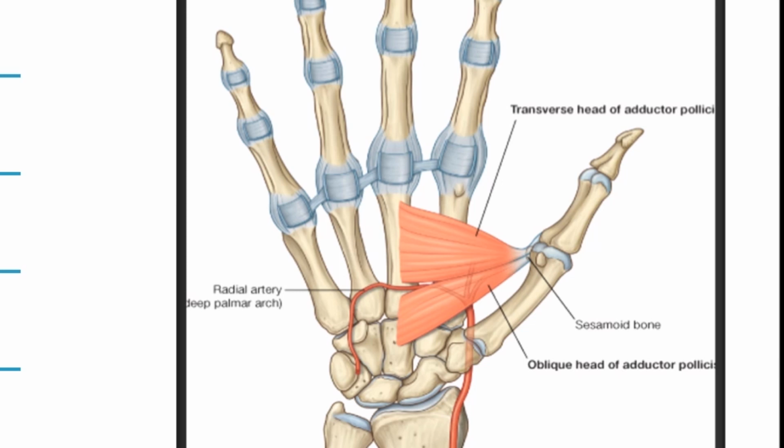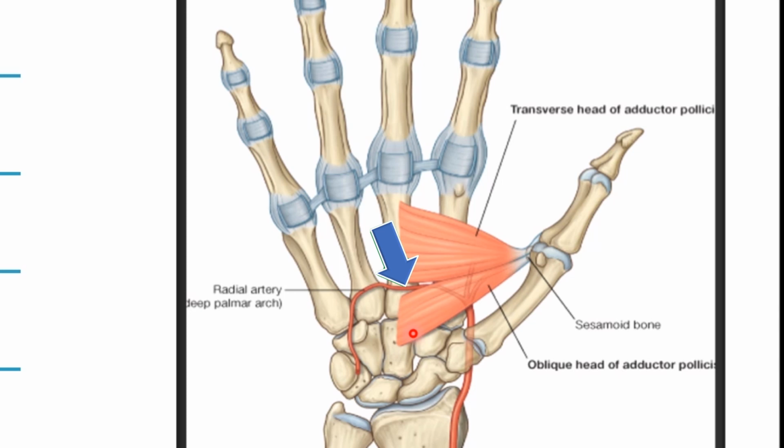This muscle has two heads. Here is the adductor pollicis. Now these are the two heads. This is one head, this is another head. Now we have the oblique head. Here is the oblique head, and we also have the transverse head. Between the oblique head and the transverse head, we have this space, which is for the passage of the radial artery.